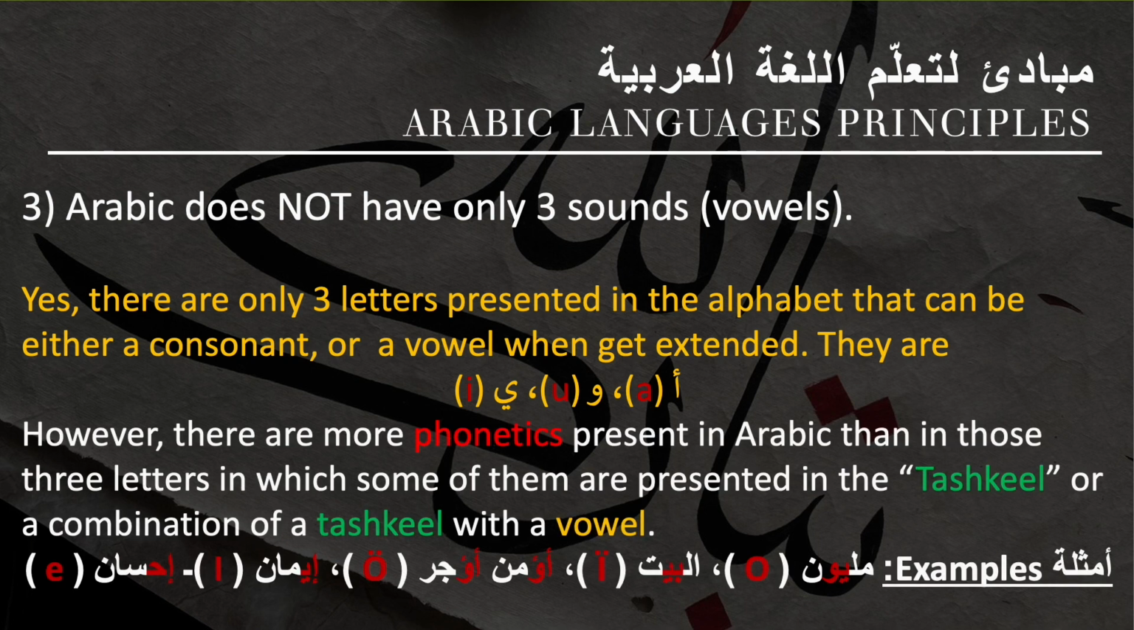But I want you to know that there are more phonetics presented in Arabic than in these 3 letters, a, u, e, some of which are presented in the tashkil or a combination of tashkil with vowels. Examples: million. The letter here, million, the syllable is the vowel o. البيت, بيت, is presenting a. أؤمن, أؤجر, presenting a.